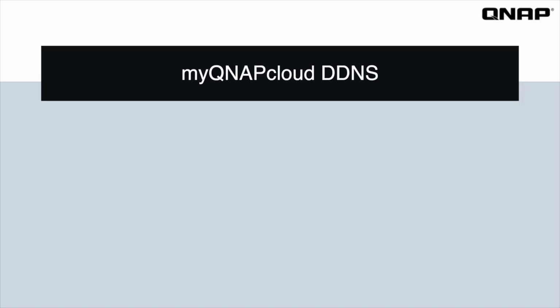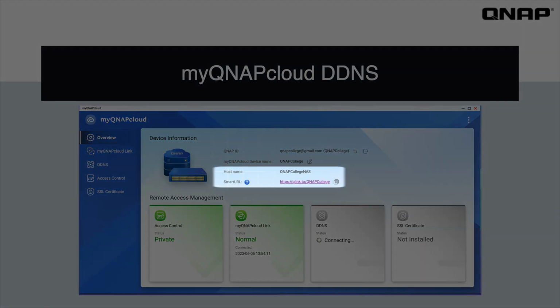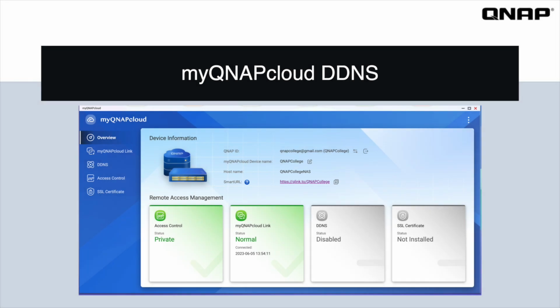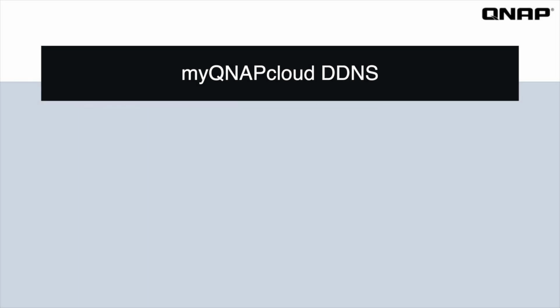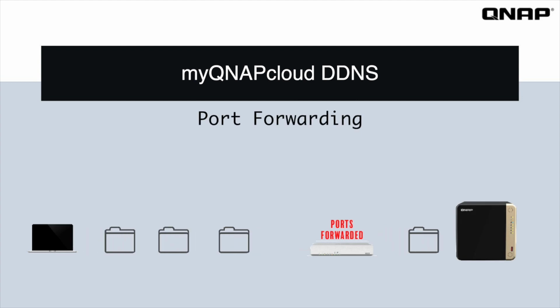In the first method, you use MyQNAPcloud's DDNS to create a domain name for your QNAP device and forward a port on your NAT router to allow network traffic to your NAS. And there are two approaches to this first method. One that has often been used in the past has been to simply forward ports on your router to gain access to the NAS behind the router.